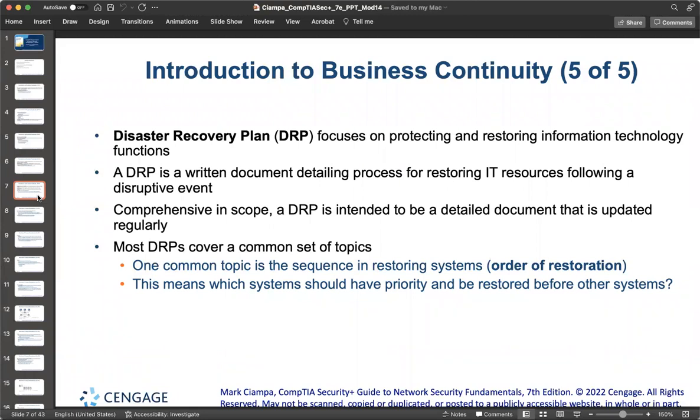One common topic is the sequence in restoring the systems, or order of restoration. This is really important because one of the times that your system is really vulnerable is during a restore process, right? Let's say if your network is down, one of the first things that you have to bring back up before you actually connect the other stuff to the network and bring them up are the firewalls, which define the perimeter of the network.